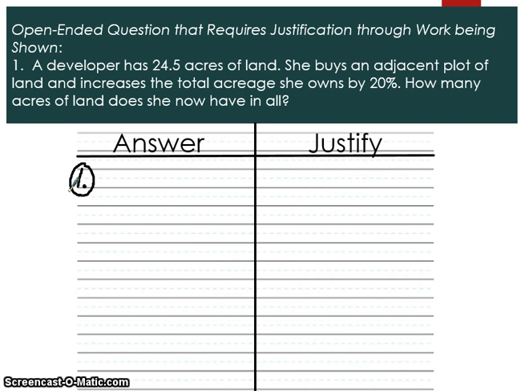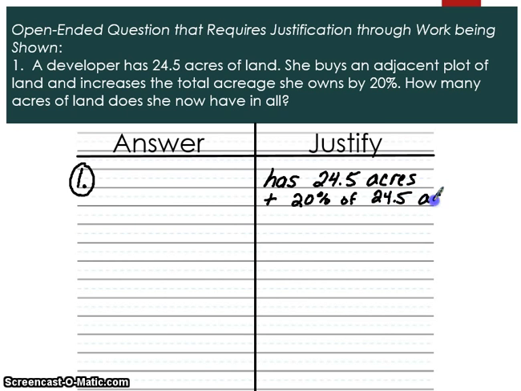So we don't want to just find what she gained, but how much she has in all. So I'm going to justify my work, justify by showing work. That does not mean I can't use words, it just means that I'm going to have to make some calculations. So far, I'm picking out the key information, so I have to keep looking back. She has 24.5 acres. She gains, which means to add, 20% of the 24.5 acres.